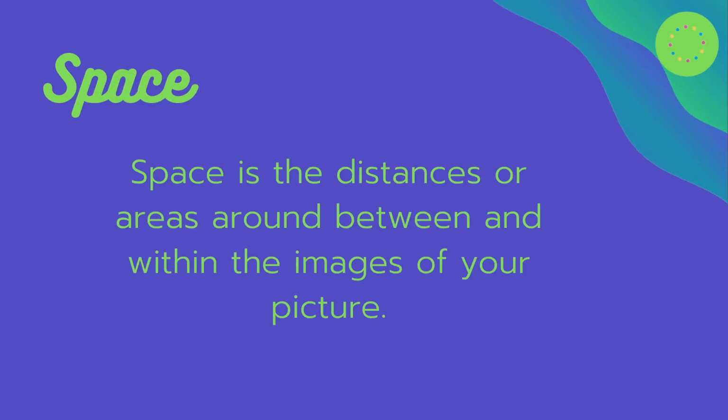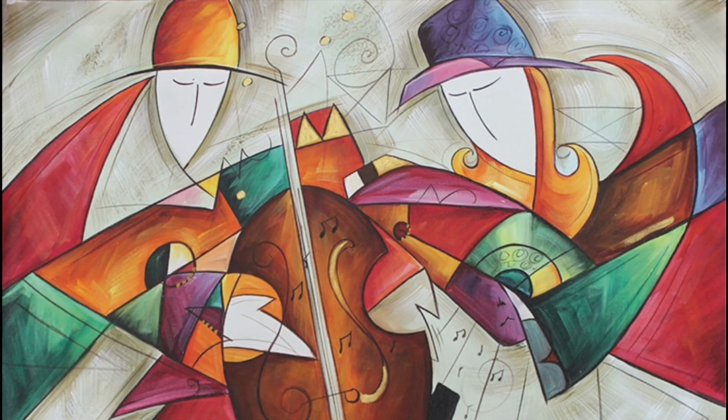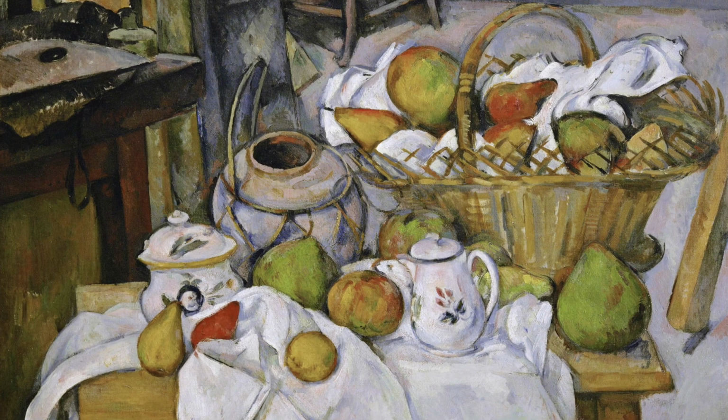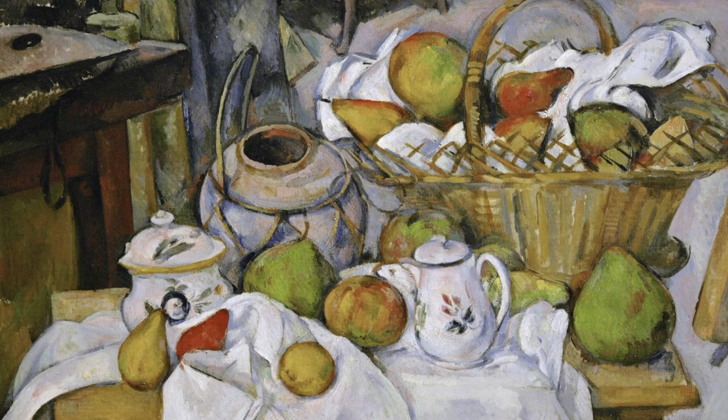Let's see how we use space in our art. So first of all, space is described as the distances or the areas around, between, and within the image of your picture. Space also tells us how much of the page we've used up. It shows us perspective, that images are getting smaller and smaller in the distance. It deals with images that are overlapping on our pages.